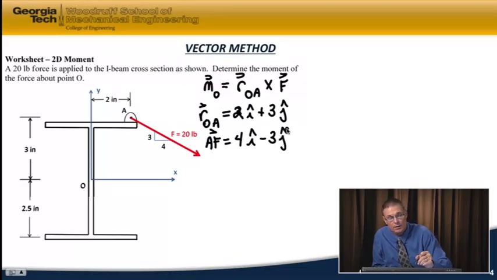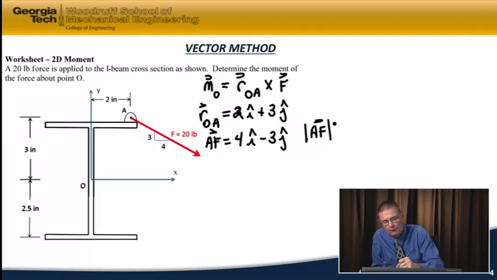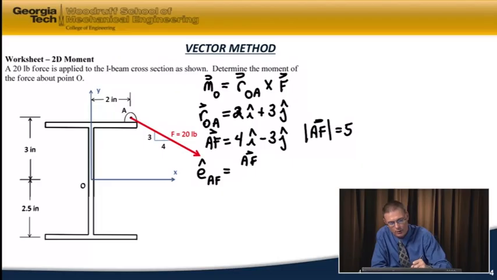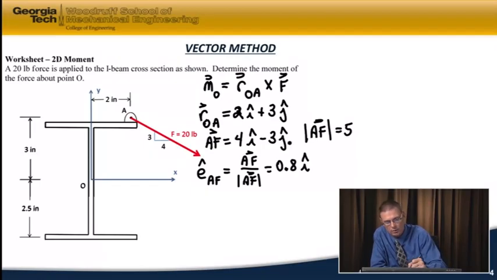That means that the magnitude of AF is equal to the square root of the sum of the squares, or 5. So the magnitude of AF equals 5. And therefore, a unit vector in the direction of the force is equal to position vector AF divided by its magnitude, or in this case, 4 divided by 5 is 0.8 in the I direction, and then 3 divided by 5 is minus 0.6 in the J direction.